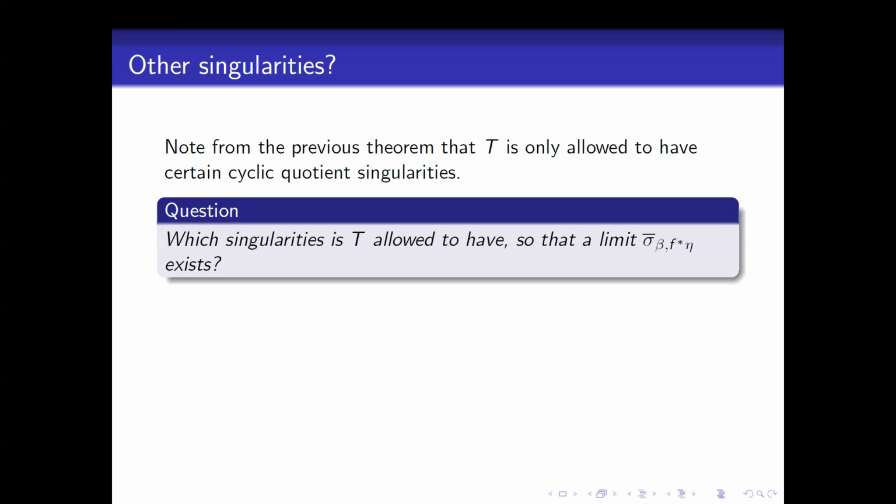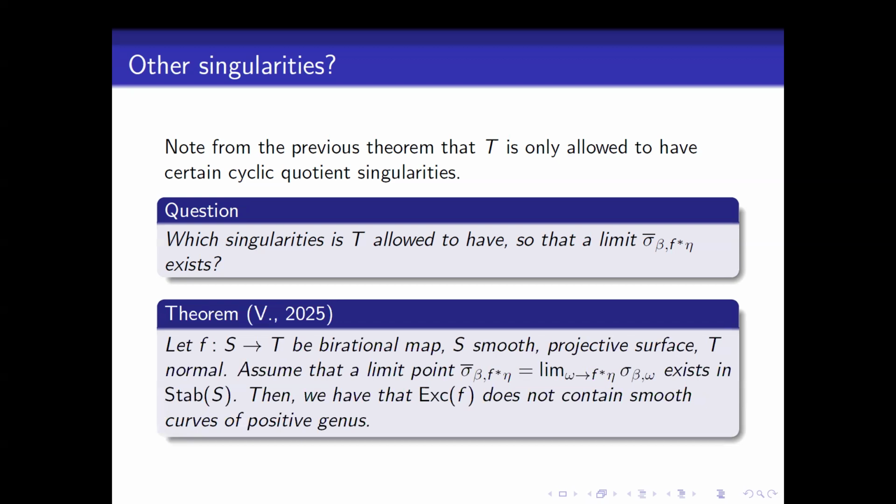It turns out that one can't, and one can show that if you have a smooth component in the exceptional locus, it has to be a rational component. So this immediately discards all simple elliptic singularities, or for instance, the contraction of a higher genus curve. It is unclear right now which type of singularities one can actually get.